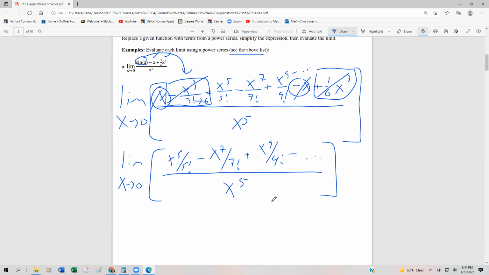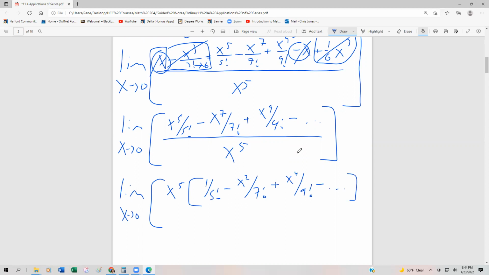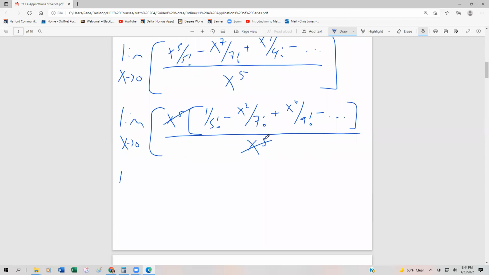Now, I'm going to factor out an x to the 5th from the numerator because all the terms have at least an x to the 5th. So this is going to be the limit as x approaches 0 of, after factoring out an x to the 5th, 1 over 5 factorial minus x squared over 7 factorial plus x to the 4th over 9 factorial, and that just keeps going on forever, divided by x to the 5th. Notice that these simplify and cancel. So now we're left with the limit as x approaches 0 of 1 over 5 factorial minus x squared over 7 factorial plus x to the 4th over 9 factorial, and so on.